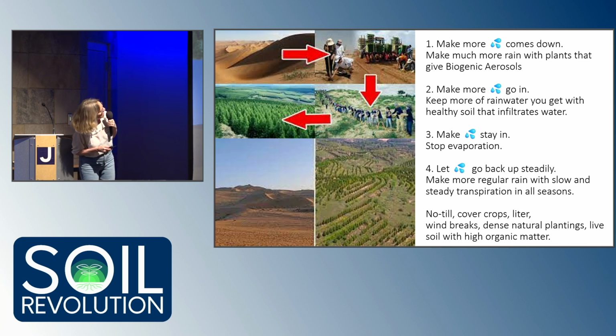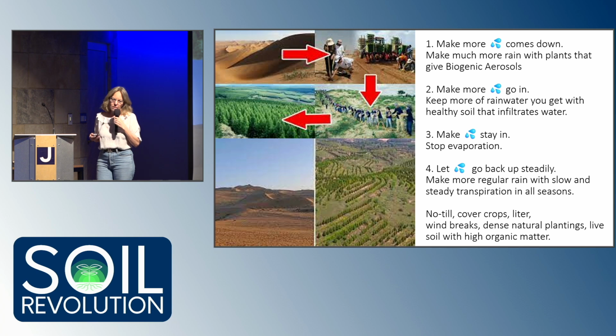How do you make more water go in? How do you make it stay in and stop evaporation? And then how do we get rain to go back up steadily? The soil principles are things that I will mention throughout, so you'll hear these same soil health principles, but through the lens of rain and changing your microclimate. I work in Kansas. We also tend to work a lot in Oklahoma, Texas, eastern Colorado, Nebraska. It's pretty dry in a lot of places that we work.